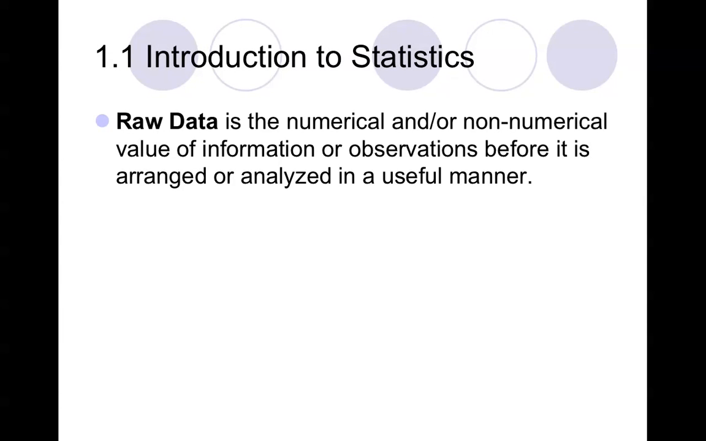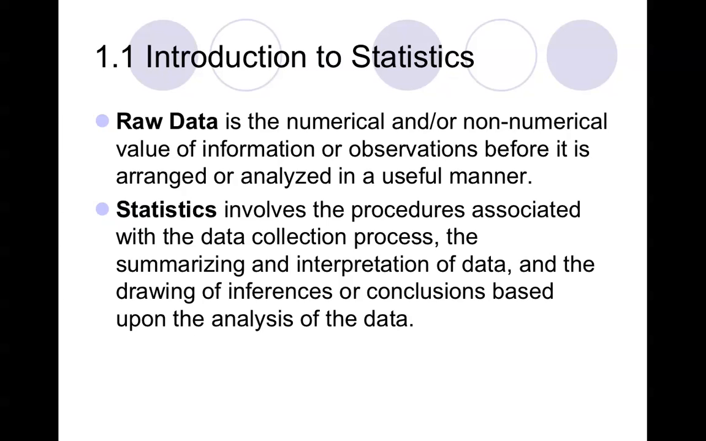Okay, we're going to start with the concept of raw data. Raw data is the numerical and/or non-numerical value of information or observations before it is arranged or analyzed in a useful manner. Statistics involves the procedures associated with the data collection process, the summarizing and interpretation of data, and the drawing of inferences or conclusions based upon the analysis of the data.